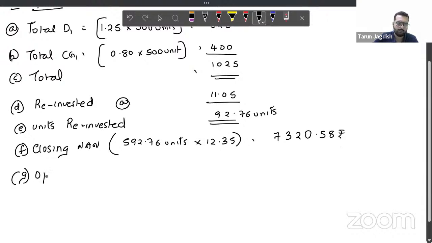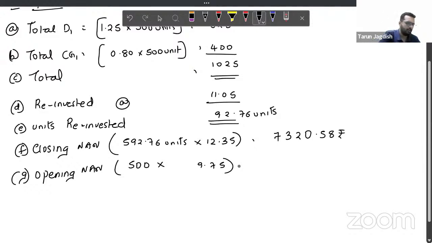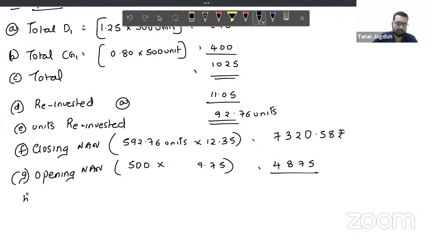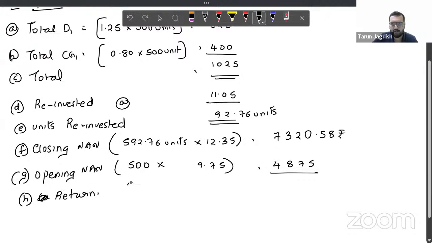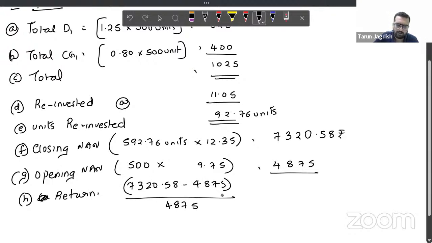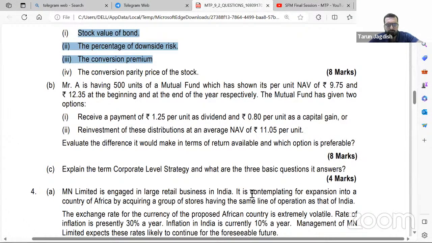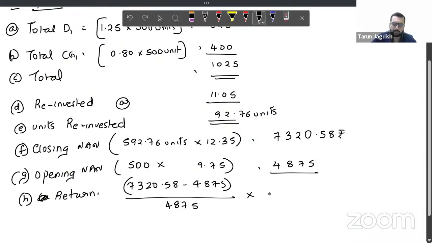Okay. Next one. What is going to be the next one? Opening NAV. What will be the opening NAV? 500 units into 9.75. So what is 500 into 9.75? 4875. So now tell me from this, what will be the return that you're going to find out? NAV1 minus NAV0 plus D1 plus CG1, which will become 0 now, into this multiplied by what is the duration they have told? That's not given. So let's ignore that part for the time being.